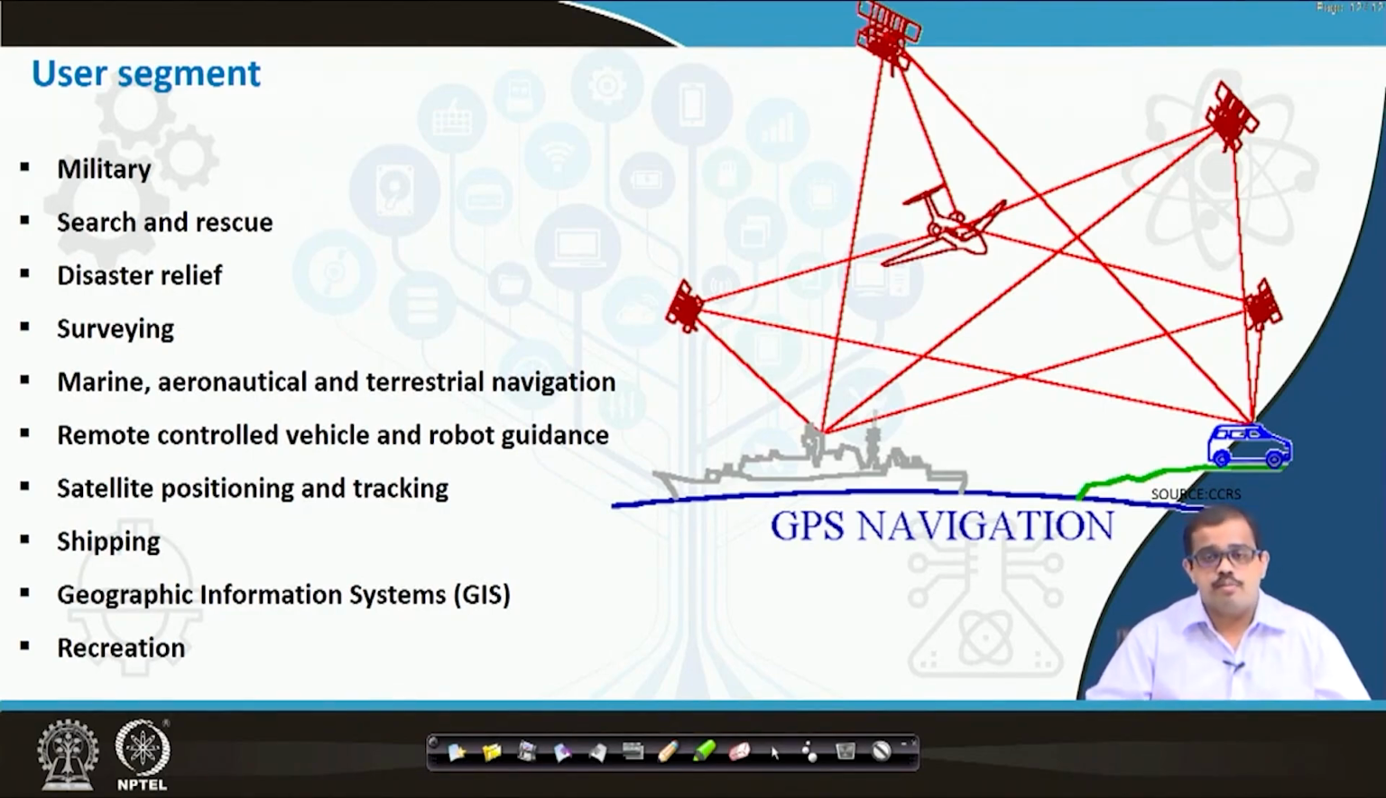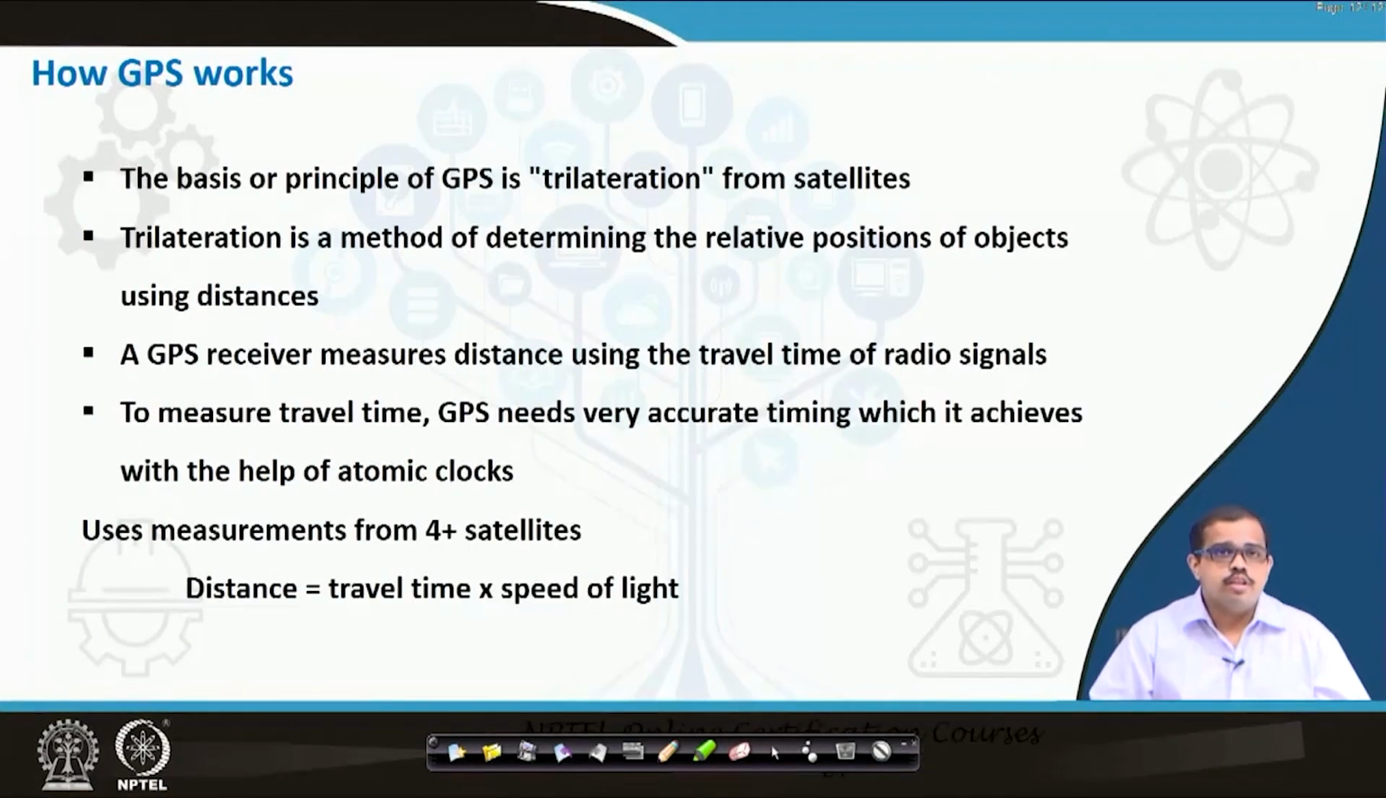Then you have satellite positioning and tracking, that's also very important. Then shipping. The major user of this is again shipping and the aircraft. Then GIS, that's what we are trying to understand. Then the last part is recreation. There are a lot of applications for recreation which are coming up in very recent years. So with this we have understood the GPS system. Now let us understand how GPS works.